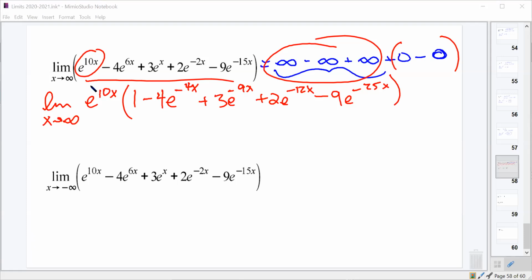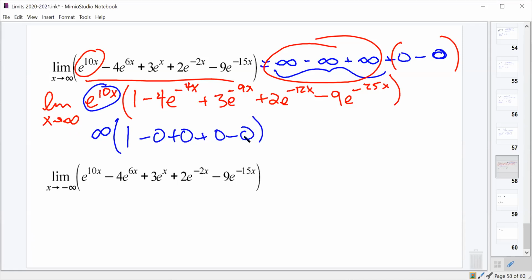Well, e to the 10x, this first part that's now been factored out, as x goes to infinity, this piece right here is infinity. And everything inside the parentheses now should all be constants. It should all be zeros except this first term. So we've got a 1 minus 0 plus 0 plus 0 minus 0. And what are we left with? We're left with infinity times 1, which is just infinity.